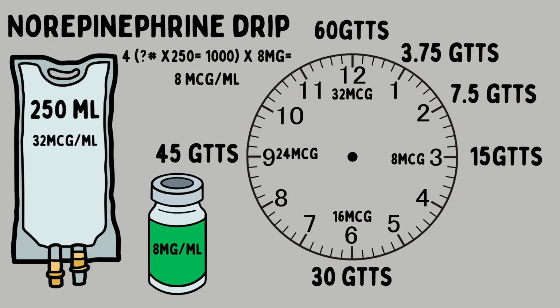So Norepi, like I said, most common in the street without a pump is that 250 bag, a 32 mic per milliliter concentration, 32 at the top. So 60 drops is 32. Most places say start between 1 to 30. So you could easily start them at one drop every 3 seconds and then work your way up to 2 seconds, 1.5 seconds, one drop every second.